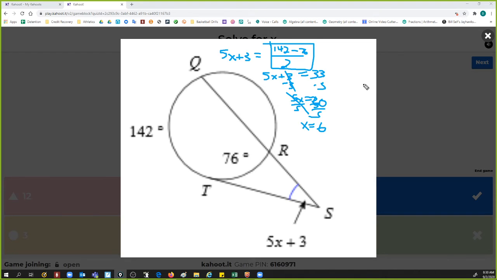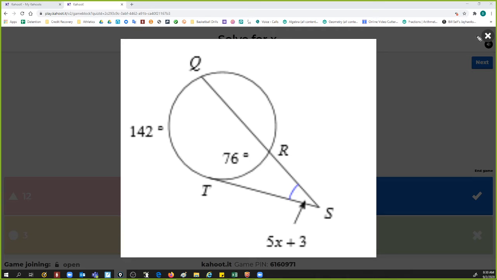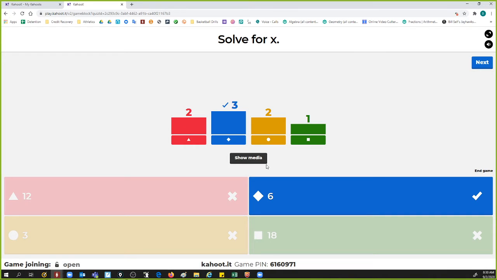Now, were they asking you for x, or were they asking you for the angle? Let me see. They were asking you just for x, solve for x, so 6.